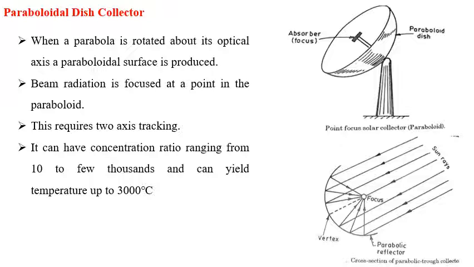The dish can be turned automatically about two axes, up and down, and left and right, so that the sun is always kept in line with the focus and the vertex of the paraboloidal dish. Thus the sun can be fully tracked at essentially all times.